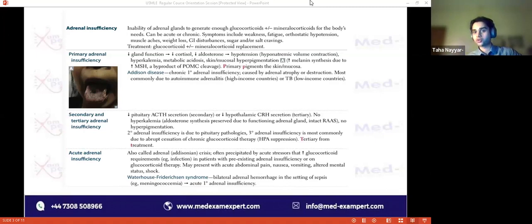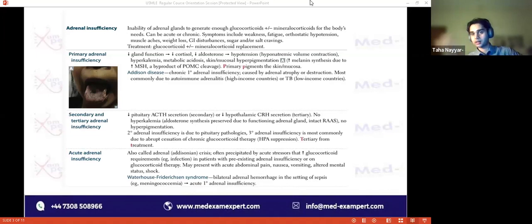And aldosterone, as you know, is sodium retention, potassium secretion, and also aldosterone at the distal convoluted tubule causes the excretion of hydrogen ion. So in the absence of aldosterone, you are not retaining sodium, you are not expelling potassium, and also you're not expelling hydrogen ion. So these are the things that you should keep in your mind.